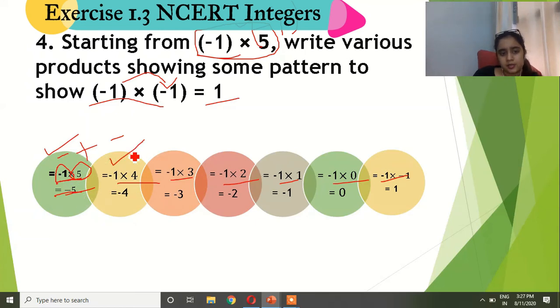And in the second step, we will multiply minus 1 by 4. If we multiply 4 by 1, we will get the answer 4. But for the sign of the answer, we have to apply the rule of multiplication here. Here one number is negative, that is 1, and another number is positive. If one number is negative and another number is positive, the sign of the answer is negative. So our answer is minus 4.